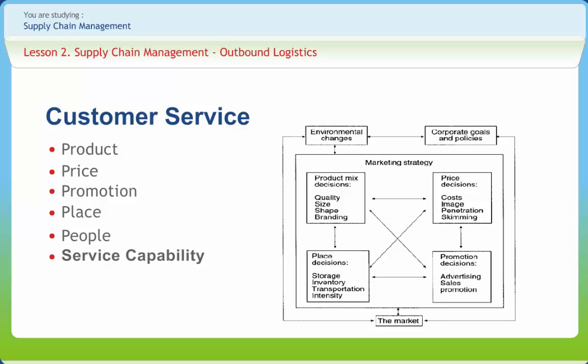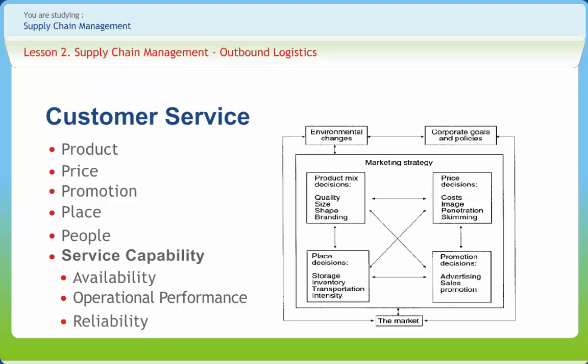There are 3 fundamental dimensions of customer service: availability, operational performance, and reliability. Availability is the capacity to have inventory when it is desired by a customer. The appropriate number, location, and stocking policy of warehouses is one of the basic issues in the supply chain when the logistical system is designed.